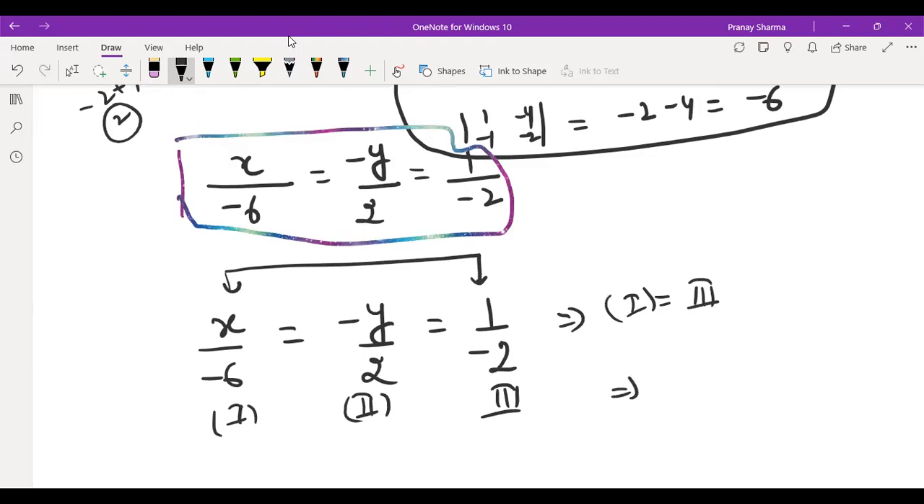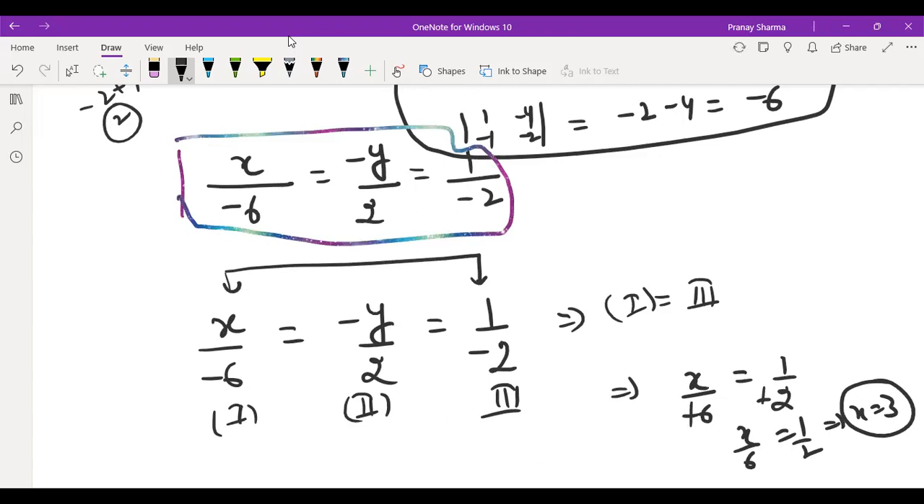What we got here is, see, the denominator should not be negative, although if you multiply the entire thing with a negative, it will become positive. So it will be x over 6 equals 1/2. That means x will be 3. You can cross multiply, so x equals 6 over 2. That is nothing but 3. So we got one first value.